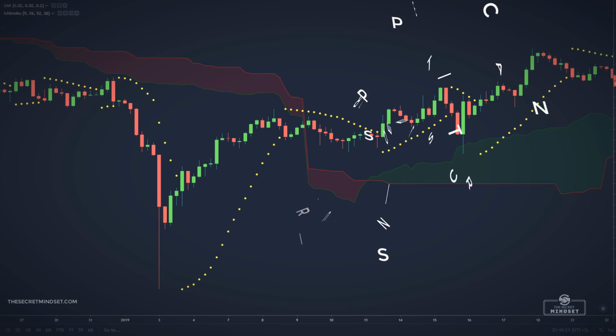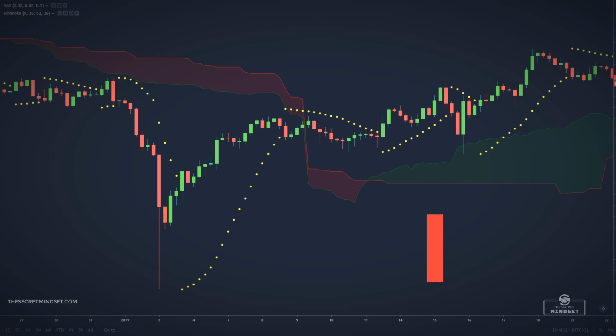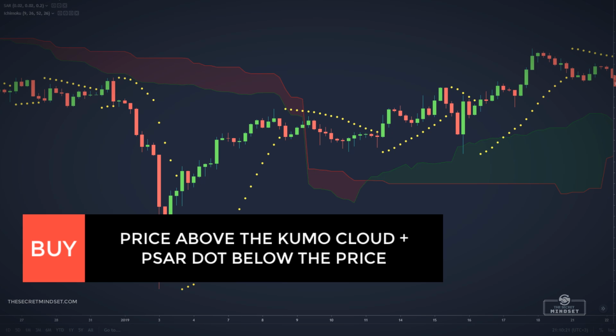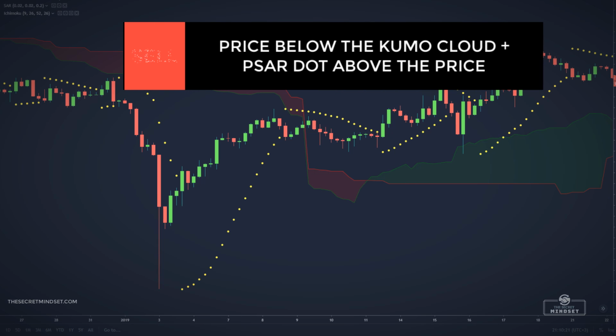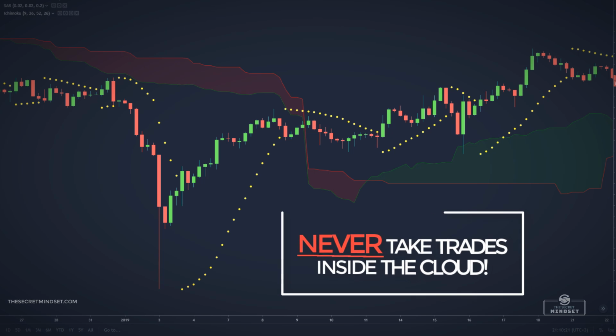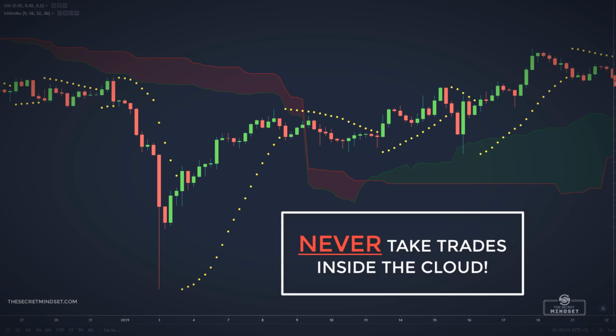Here's the setup for long opportunities. We want the price to be above the Kumo Cloud, and a dot must be formed below the price. For short opportunities, the price must be below the Kumo Cloud, and the dot must be above the price. Very important, you never take trades inside the cloud.